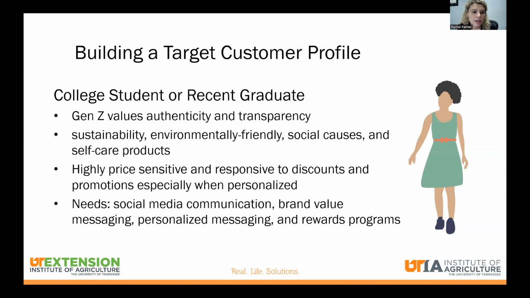So if you set your price, try to stick to it as much as possible, because if they see the prices increase, they're going to want to know why. They are also responsive to discounts as well. So promotions, especially when they're personalized.